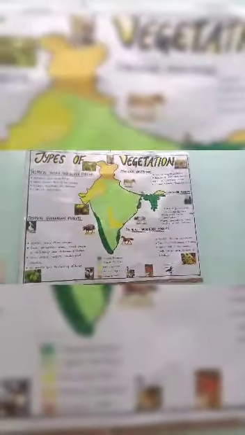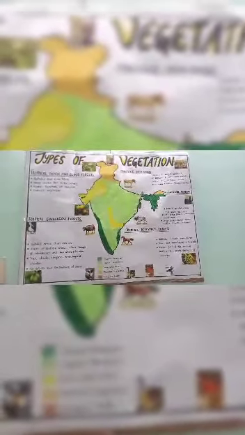So here goes the teaching learning material. In this video, we will see how to make this teaching learning material and what are the things that are necessary to create this material. And we will discuss in detail the use of the material and how the material makes it easy to convey the information. This is the teaching learning material that I have prepared on the topic types of vegetation for the subject of social science.